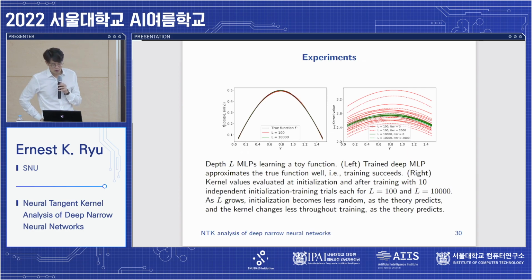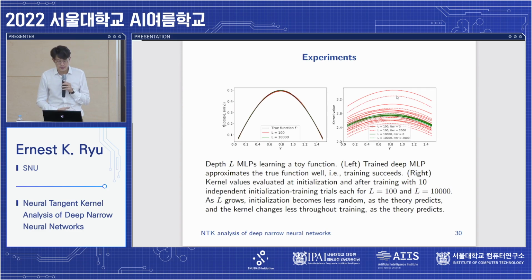In the figure on the right, we train depth 100 and depth 10,000 MLPs, and we observe that as the depth grows, the randomness and the variability throughout training diminishes. If you take a look, the red lines correspond to depth 100 MLPs, and at initialization and after a certain amount of training, the kernel values, a certain property of the neural network, change a lot. They move around a lot. There's a lot of variation.